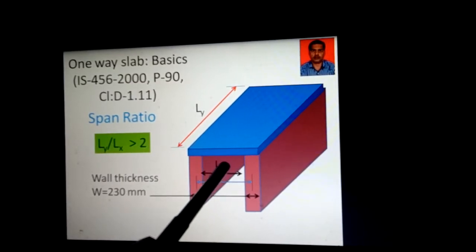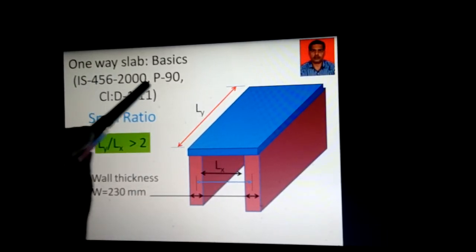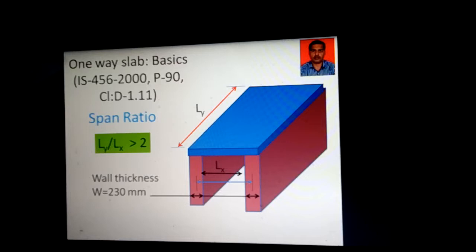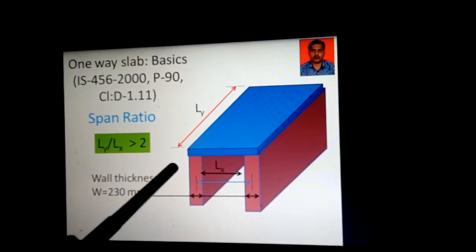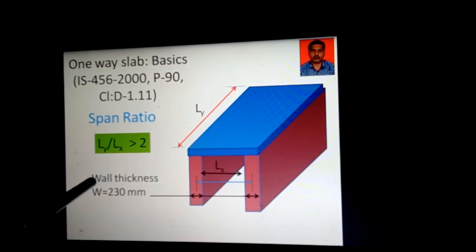To identify whether a slab is a one-way slab or not, we should refer to IS 456-2000, page 90, clause D 1.11. According to this, a span ratio has been suggested. If the ratio of longer span Ly by the shorter span Lx is more than 2, only then the slab can be a one-way slab.